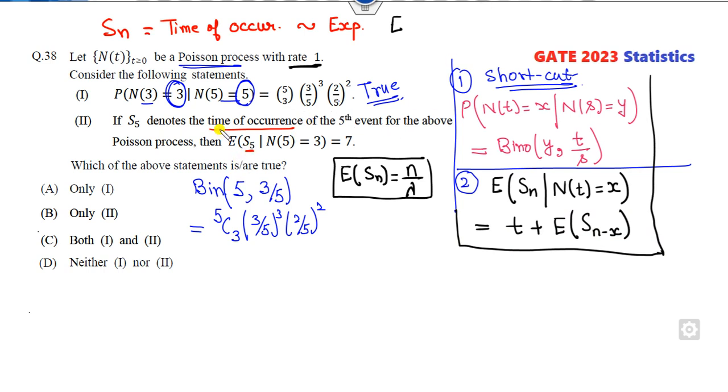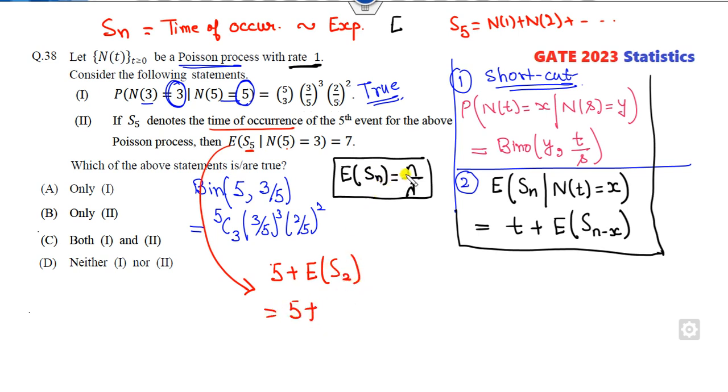Look at that. Sn is the time of the, what is that? Basically, what is S5? This is n1 plus n2 and so on, up to S5. So according to this part, this is t. What is that? T is my 5 plus expected value of S(5 minus 3), S of 2. So what is S of 2? You can see here, this is 2 over lambda, which is 1. It's 7 is the right answer, and it is also the correct answer.